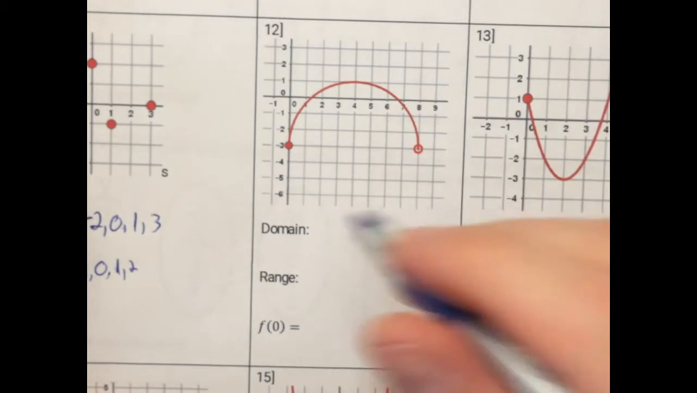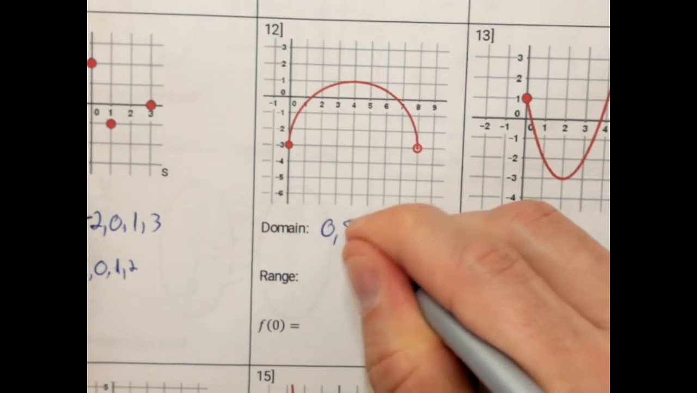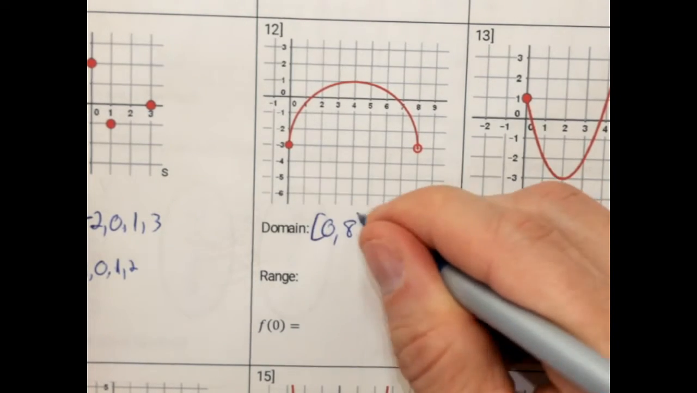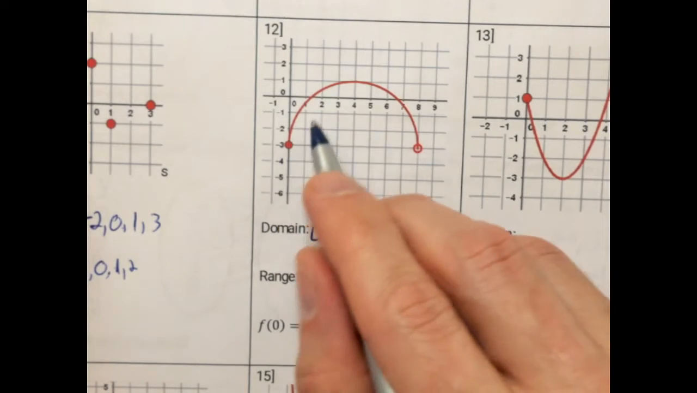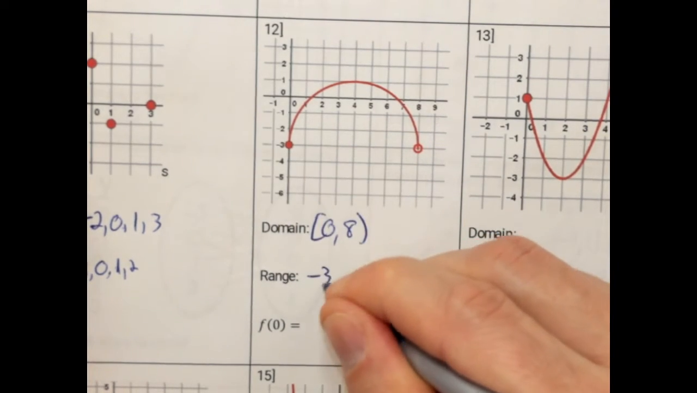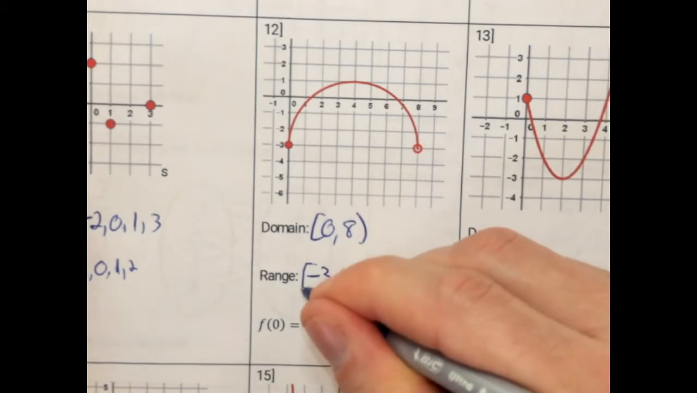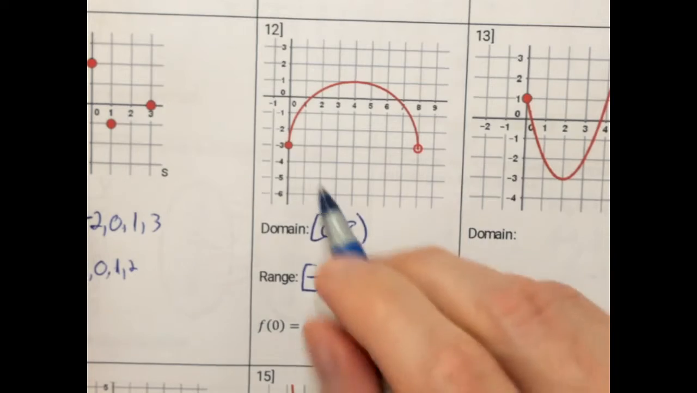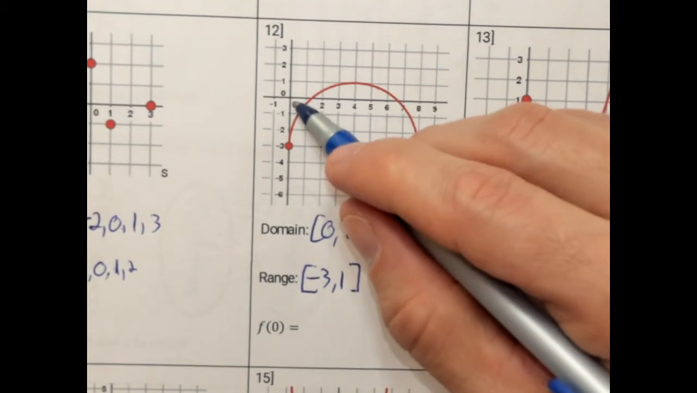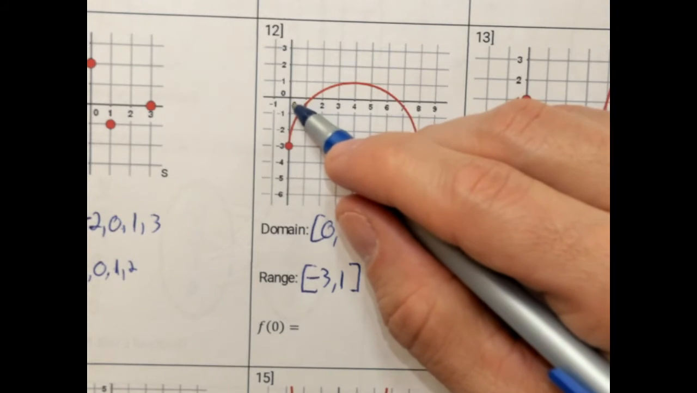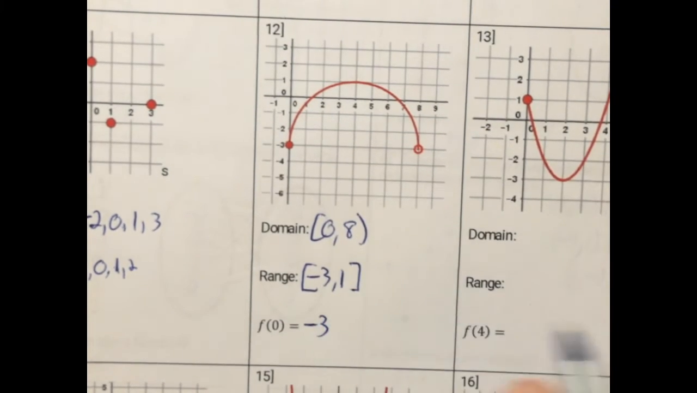Here's a continuous one. Domain is going to be from 0 to 8. 0 is inclusive, 8 is non-inclusive because it's an open circle. Range is from -3 to 1. It's going to be inclusive because at least one of these is filled, and that's all that really matters. And then 1 is also inclusive. F of 0 is going to be -3.